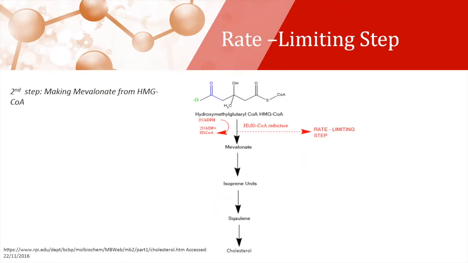Next, you use HMG-CoA to make mevalonate, isoprene units, squalene, and finally cholesterol. You use the reductive power of NADPH and the enzyme HMG-CoA reductase to make mevalonate. This is a rate-limiting step, and drugs are going to use this area to competitively inhibit HMG reductase so that mevalonate cannot be made, and consequently cholesterol.